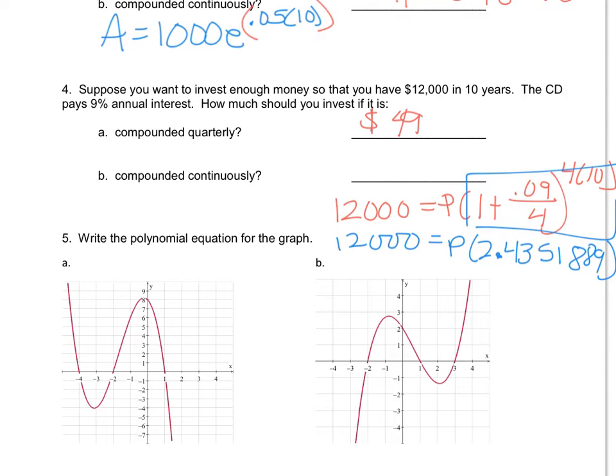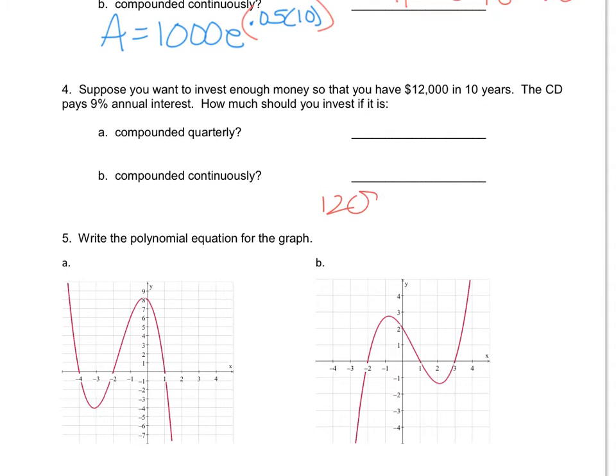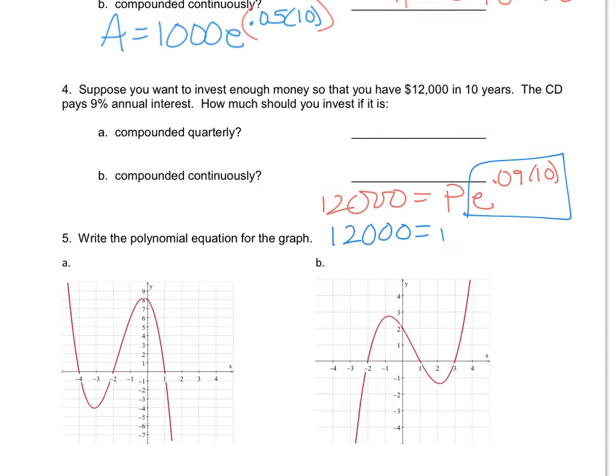So that's $4,927.75. We're going to do the same thing for B. So that's 12,000 equals the deposit times e to the 0.09 times 10. So we're going to find a value for this. And when you use your calculator, do 12,000 divided by the answer, and you're going to get $4,878.84.